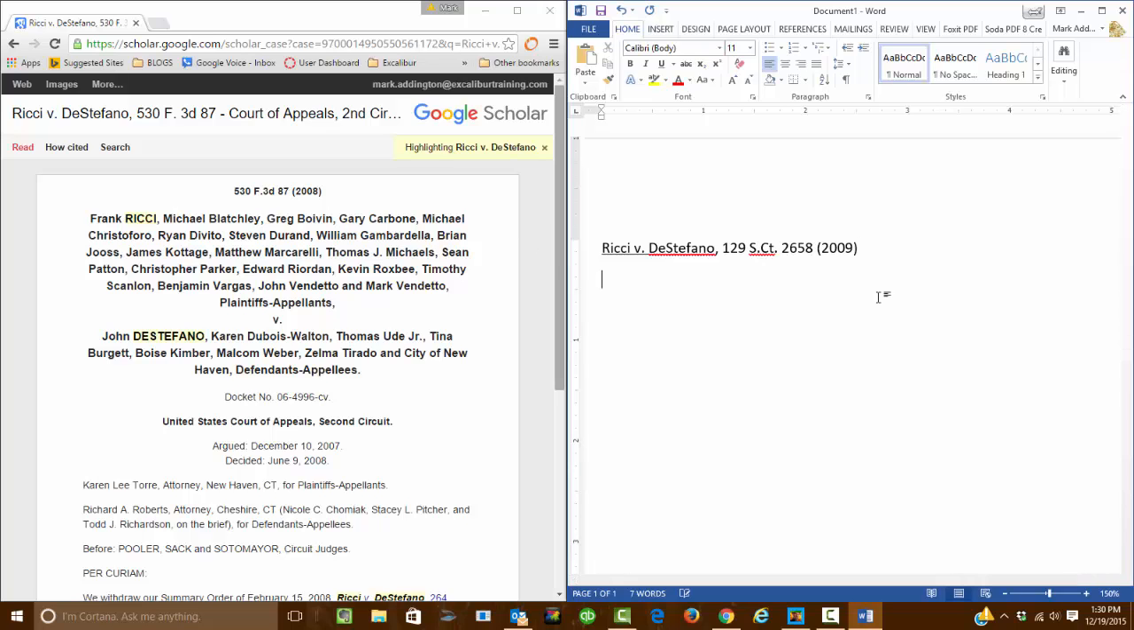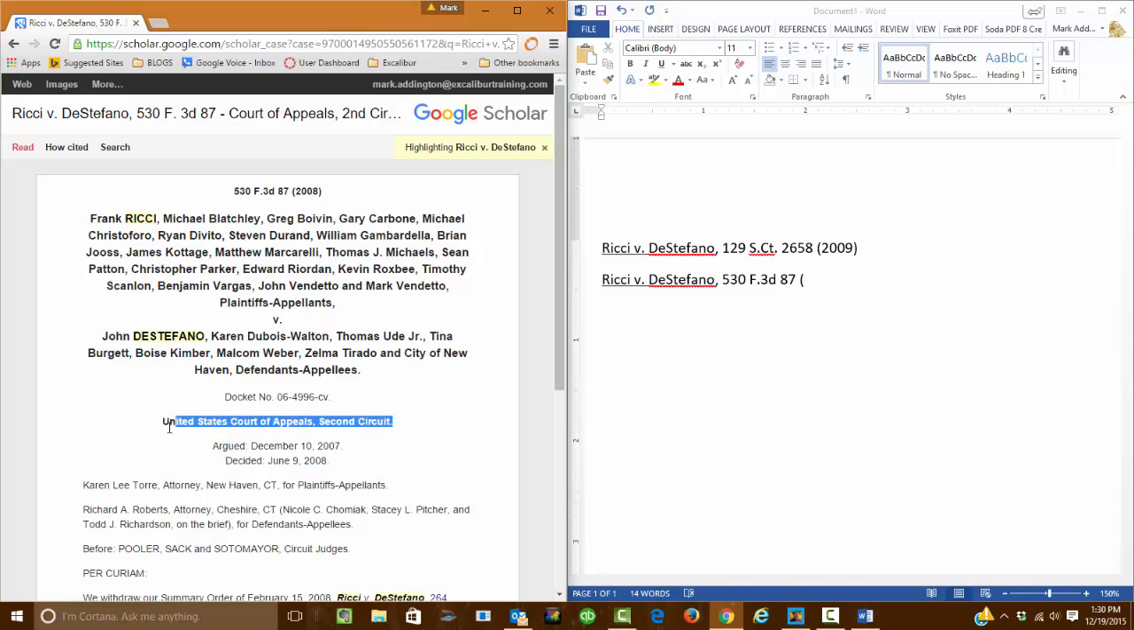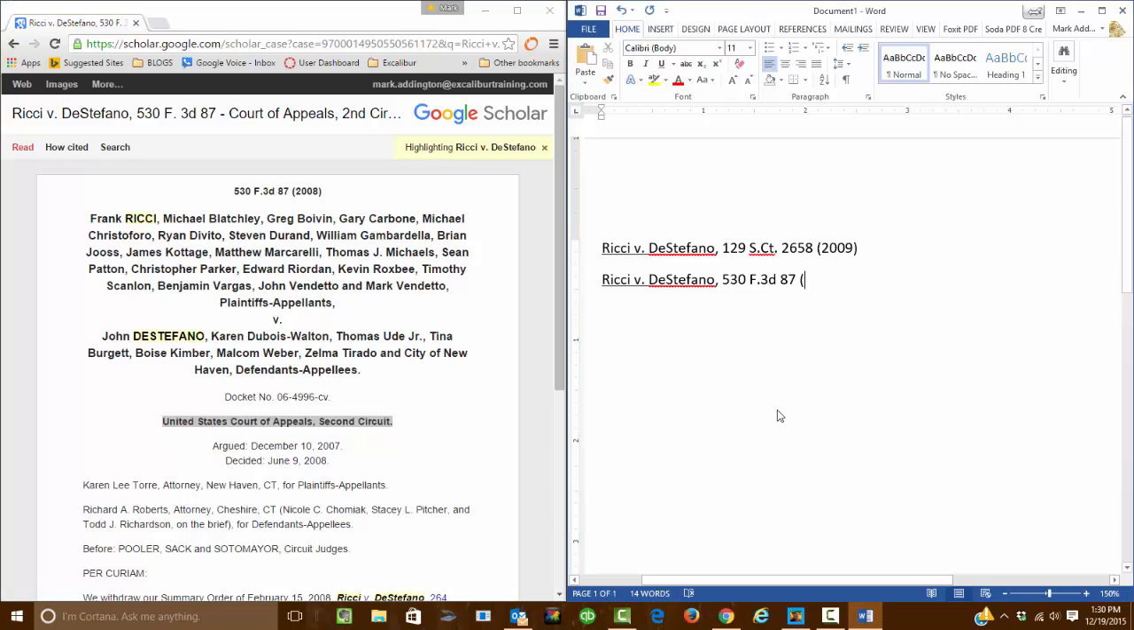So if we were going to look at how this one would be properly cited, what we would do is we would go 530, which is volume 530 of the Federal Third Reporter, on page 87. Now this is not a Supreme Court case, so we have to identify the court, and this is the Second Circuit Court of Appeals. So how we would do that would be Second Circuit, and then we would put in the year, and that's how we do a citation.